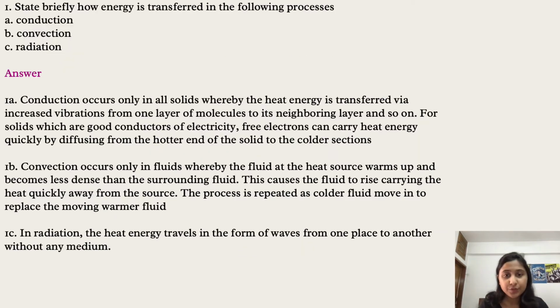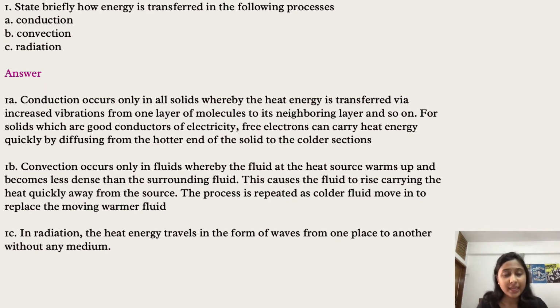In the last two videos, we discussed what heat is, what temperature is, and how it works. We also discussed conduction, convection, radiation, and specific heat capacity. Today we will be solving some questions based on heat. The first question says, state briefly how energy is transferred in the following processes. 1A says conduction, B is convection, and C is radiation.